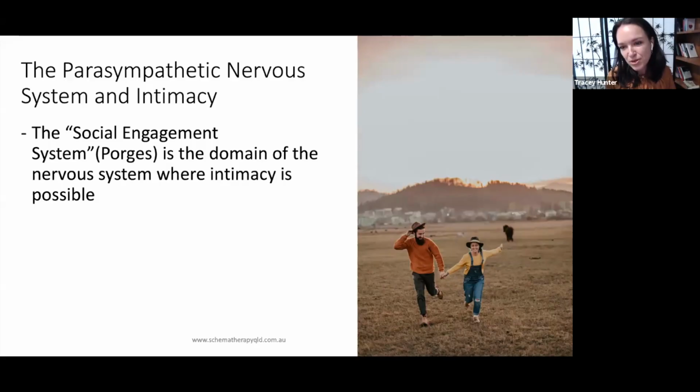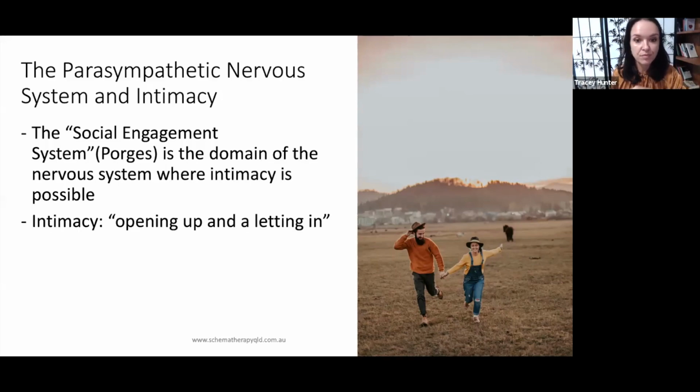So this is the domain of the nervous system where intimacy is possible. Intimacy is not possible in those other domains of the fight or flight response, when we feel like there's just too much stress going on, whether it's stress in our relationship or stress in the outside world. There's too much stress going on for us to really relax into intimacy and play and fun, because our brains are signaling that there's some kind of problem or threat that needs to be attended to, which means that all of our energy is going towards more protective measures rather than a relaxed, playful mode.